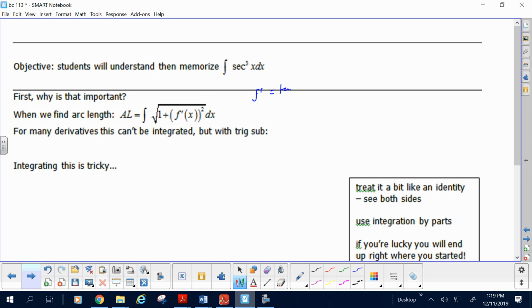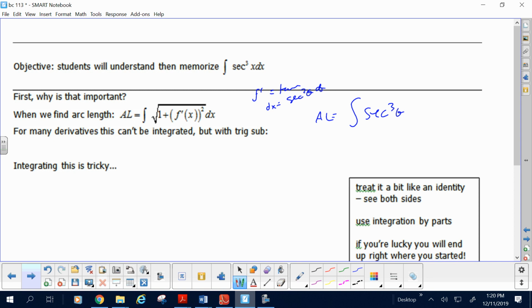Tangent. You would use tangent, and the derivative, again, depends on what f is, but my point is you would often, from an arc length calculation, get secant cubed, because the 1 plus tangent squared would be secant squared, square rooted is secant, but then times the dx is secant squared, so secant cubed happens a lot in arc length problems. Not every time, but many times, all right?